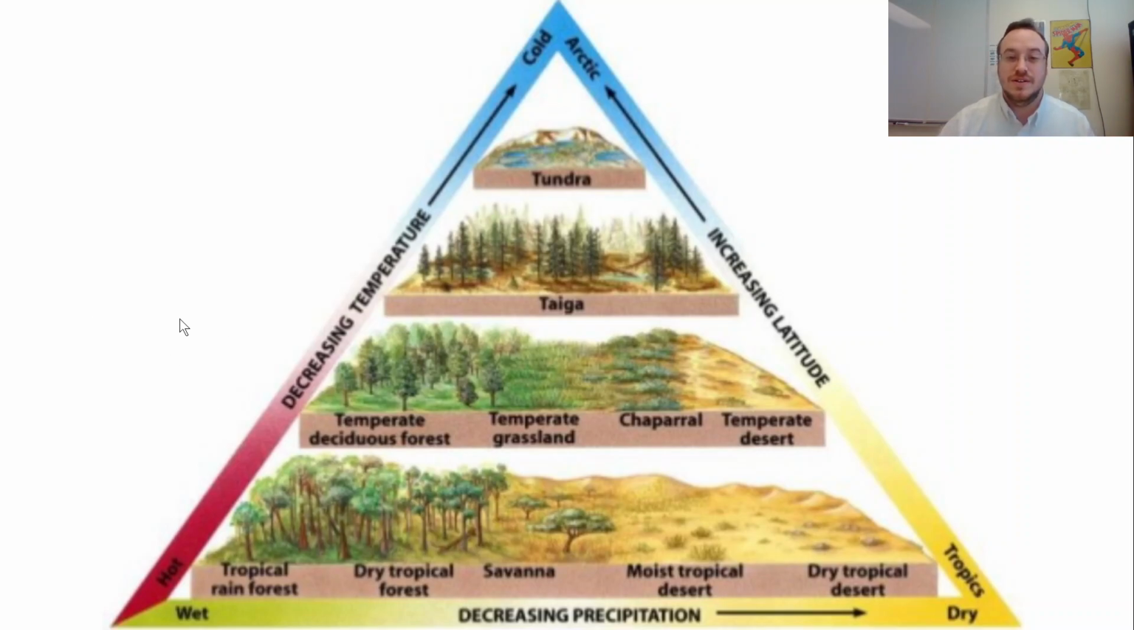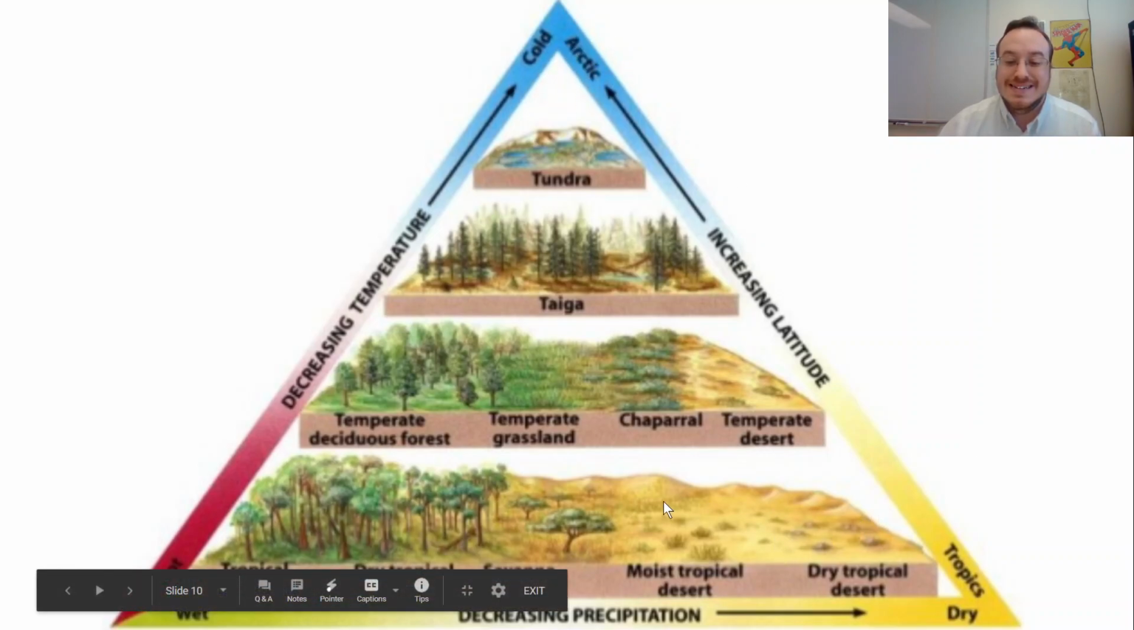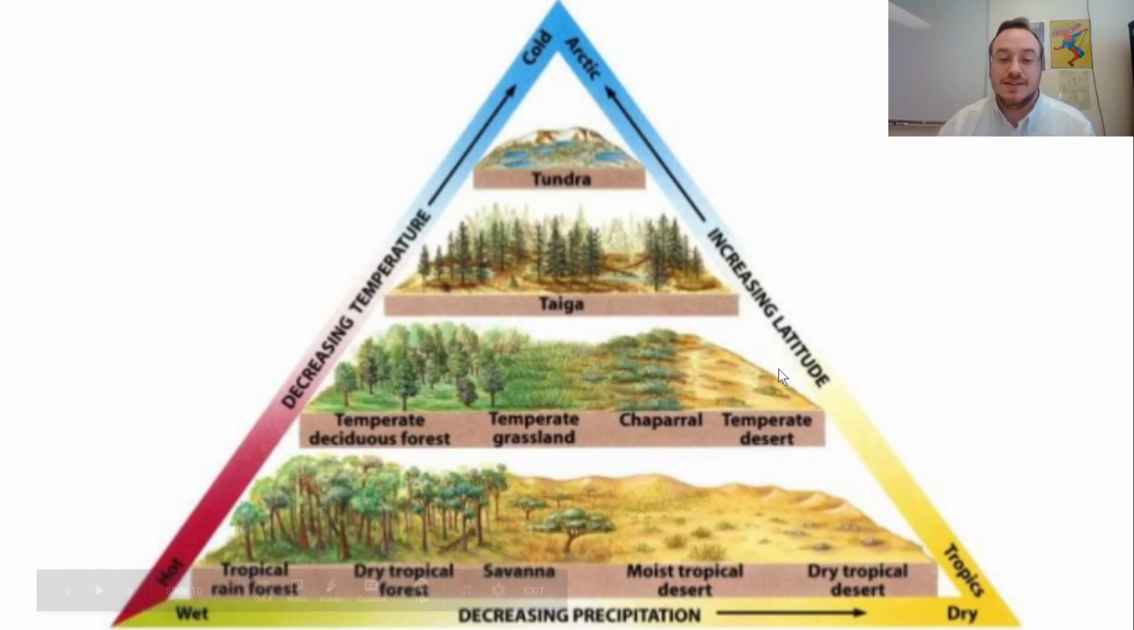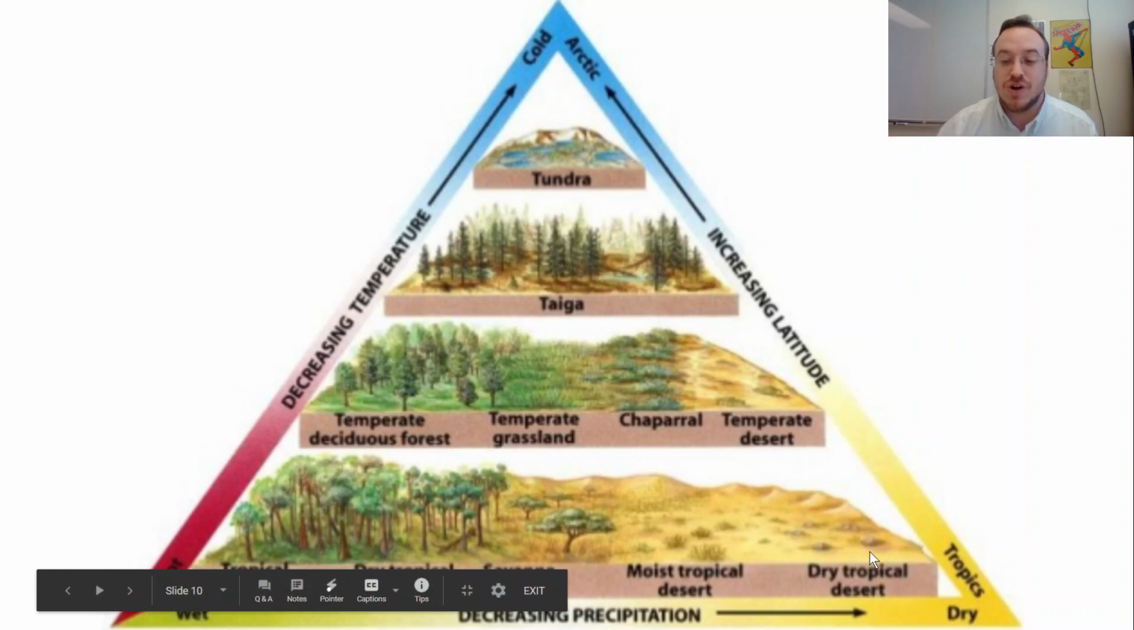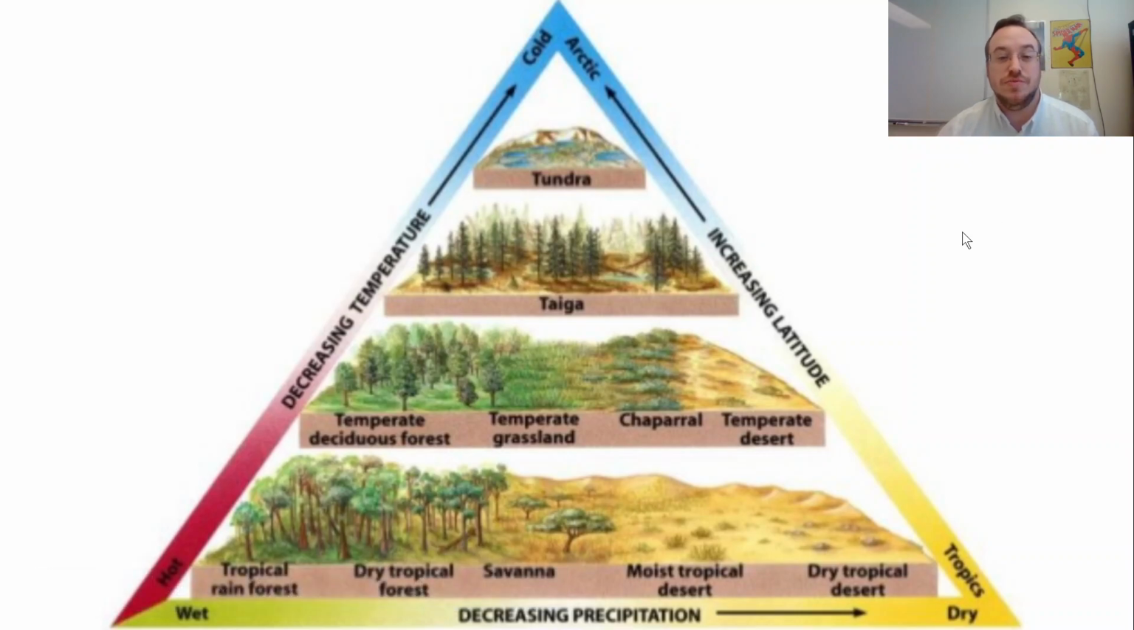So tundra up here at the top is very cold. It has a medium amount of precipitation, mostly snowfall because it's so cold, and it's near the poles. Deserts are over here on the dry side, and they change based on their latitude and temperature. All right, so the hotter it gets, it becomes a temperate desert versus a dry tropical desert. There's also a moist tropical desert, which just has more rainfall than a dry tropical desert. Right? Again, I'm more concerned with you being able to read this type of graph than memorizing every individual thing on it.